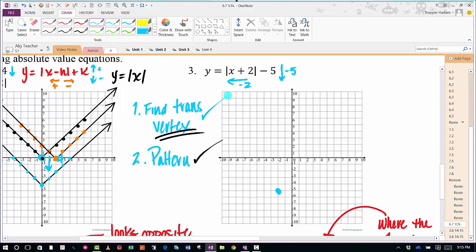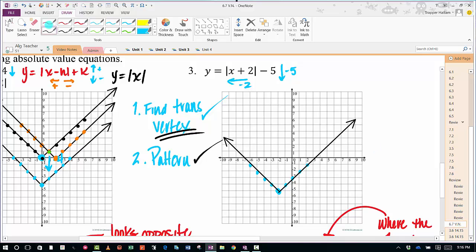Now we repeat that same pattern that we had. Up 1, right 1, up 1, right 1, up 1, right 1. Up 1, left 1, up 1, left 1, up 1, left 1. Nothing to it. Let's graph our line. And there is your graphed absolute value.